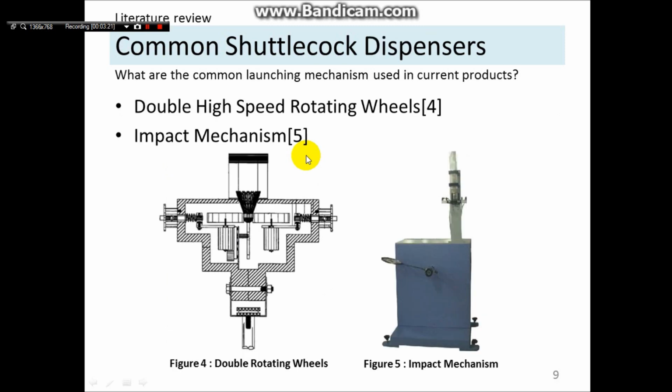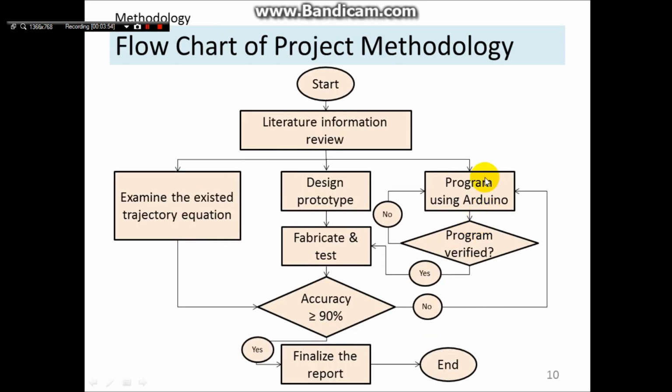These are the two types of common launching mechanism used in the current products: the double high-speed rotation wheel and the impact mechanism. In figure 4, it shows that the two wheels are attached in the machine to draw the shuttlecocks, while in the impact mechanism, the racket is mounted on the machine and contacts with the shuttlecock during the operation.